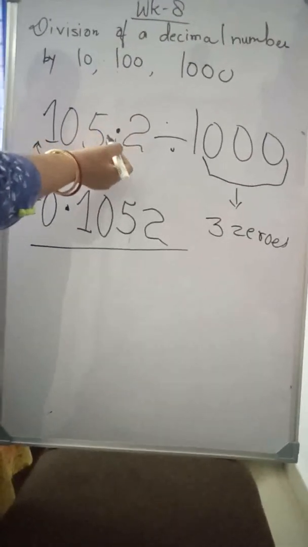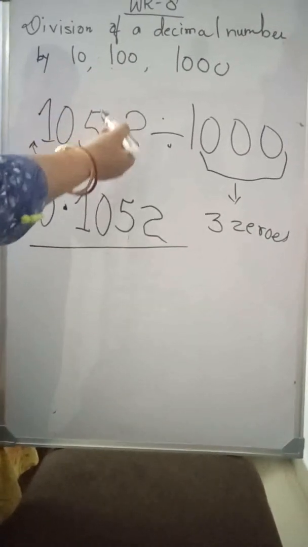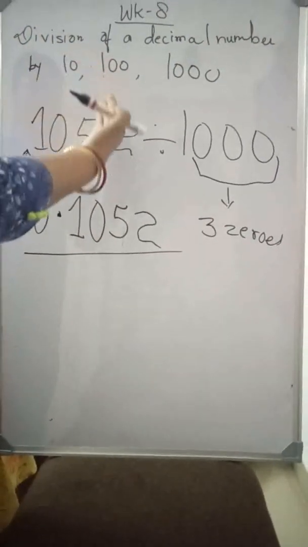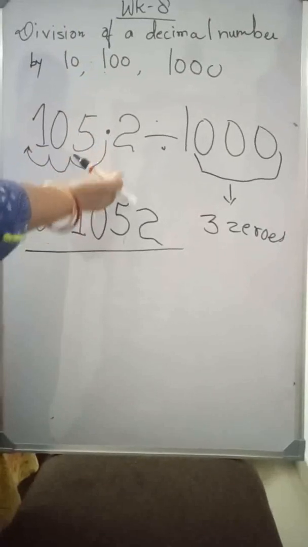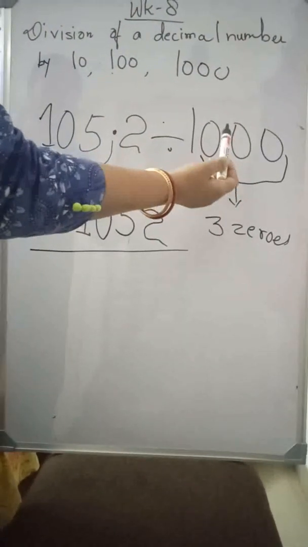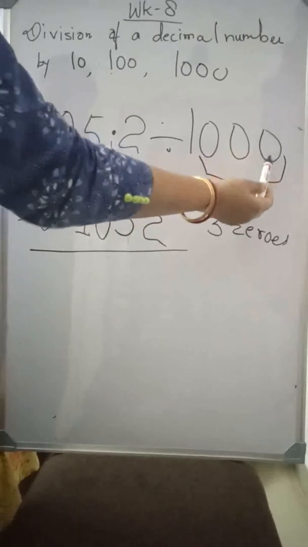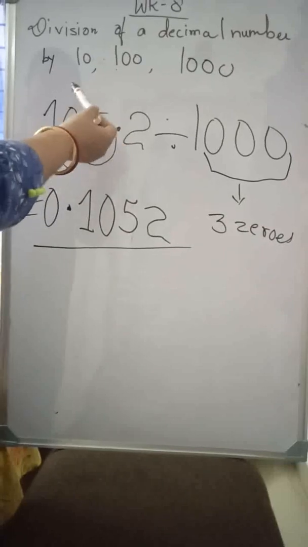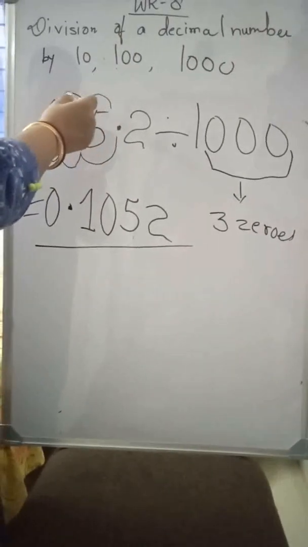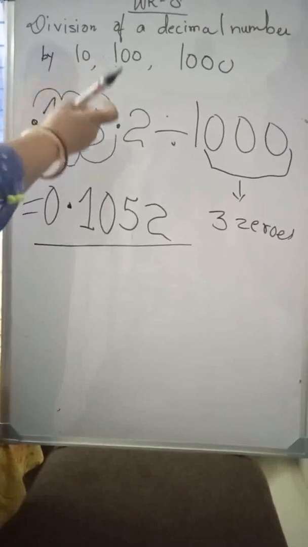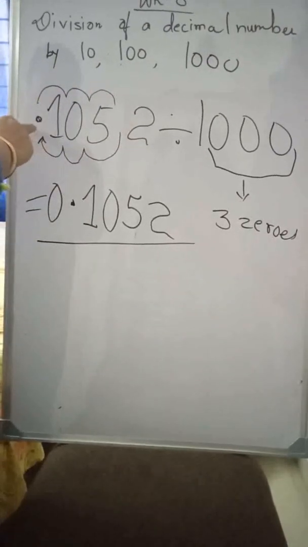How is this decimal shifted? The decimal is shifted in the quotient from right to left. It jumps a number of digits equal to the number of zeros of the divisor. Just like, if there are 3 zeros in the divisor, then in the quotient the decimal will jump 3 digits: 1, 2 and 3. So after jumping it will change its place from this place to this place.